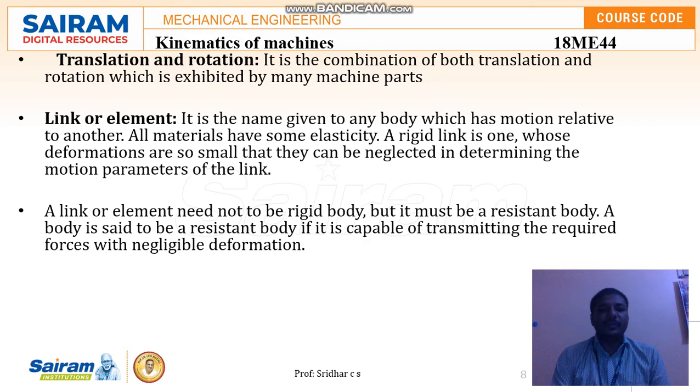In all materials there is some elasticity. Elasticity means that even after removal of the load, the material can regain its shape and size. When we select the material for a link, the link should be rigid, meaning its deformations are very small, so that the deformation generated by the motion can be neglected. So a link should have relative motion with another body, it should have elasticity, and it should be rigid.